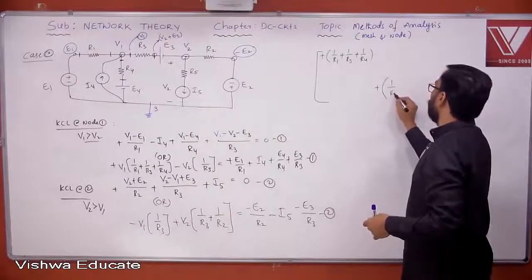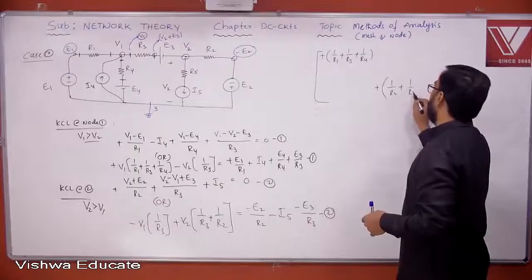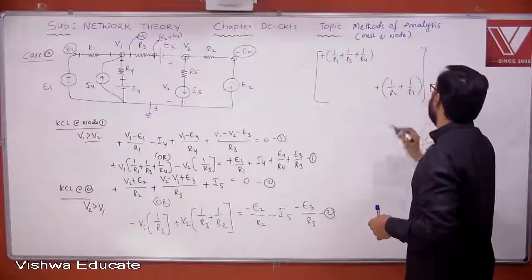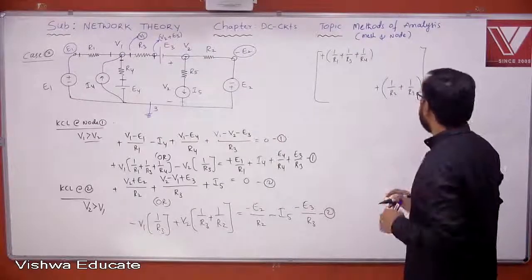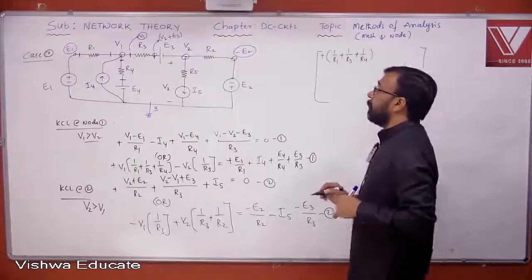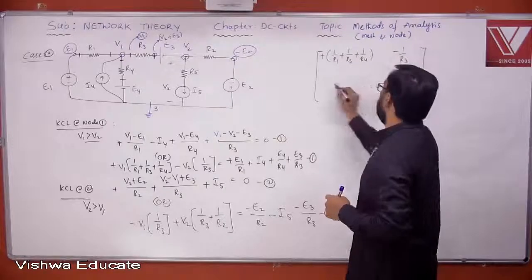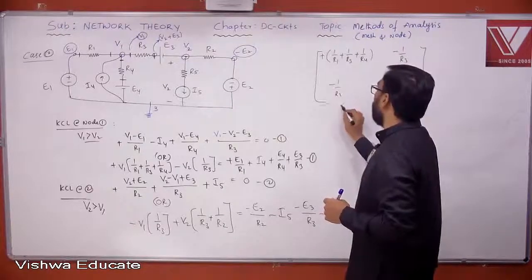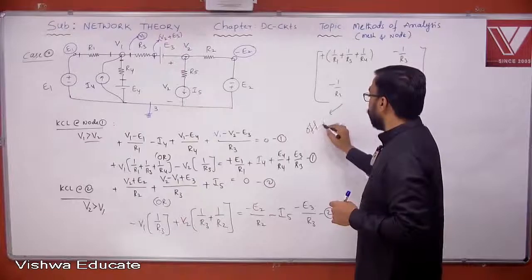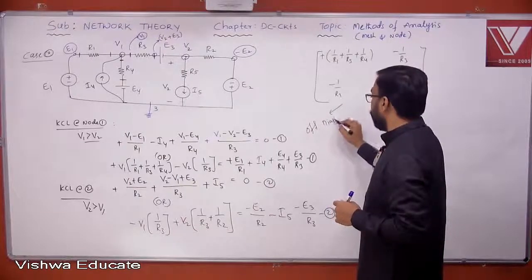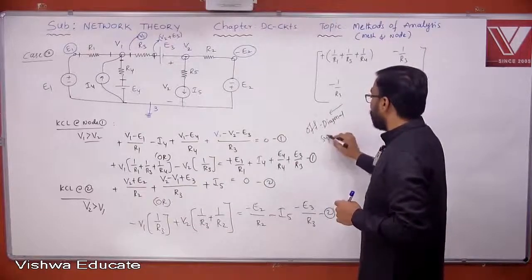1 by R2, 1 by R3. But do you get 1 by R5? No, never. Yes or no? Okay. Now, what about the common element, minus 1 by R3? This is minus 1 by R3. Off-diagonal symmetry, yes or no? Off-diagonal symmetry is always satisfied.